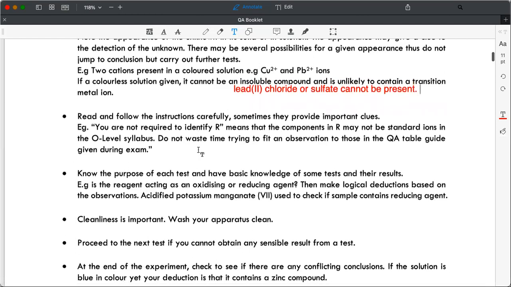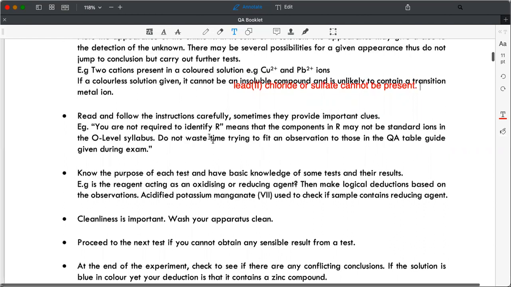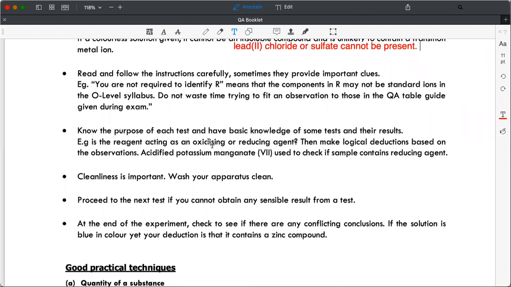Okay, read the instruction carefully. You are not required to identify R means that the components in R are not the standard ions in the syllabus. Don't waste time trying to fit an observation to the QA table. You are just wasting your time. And you have to know the purpose of each test and have some basic knowledge. You cannot do your QA test blindly.